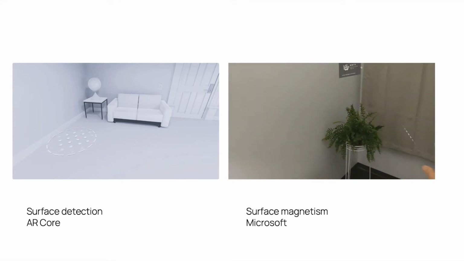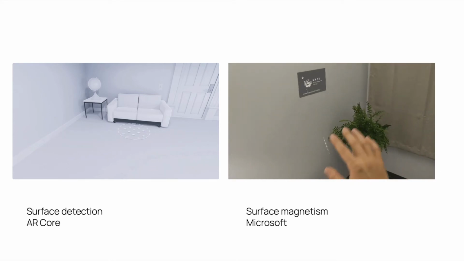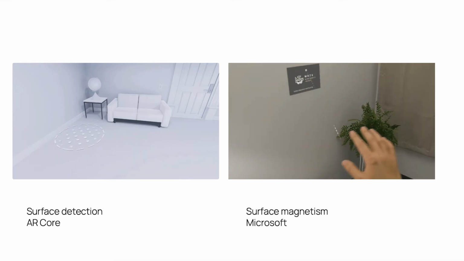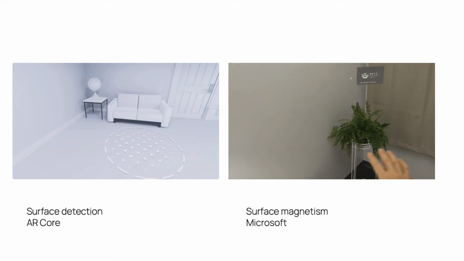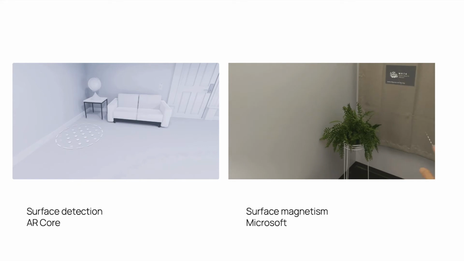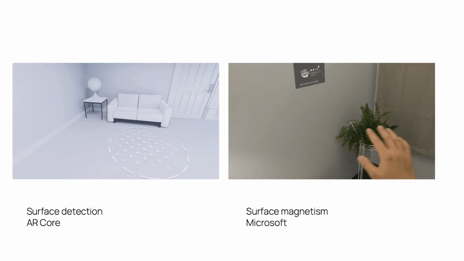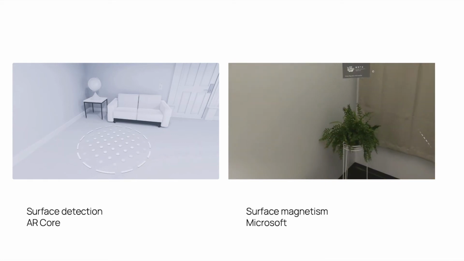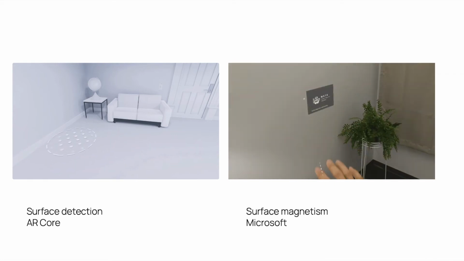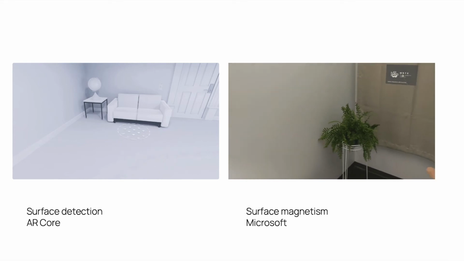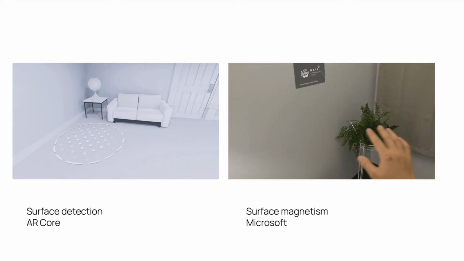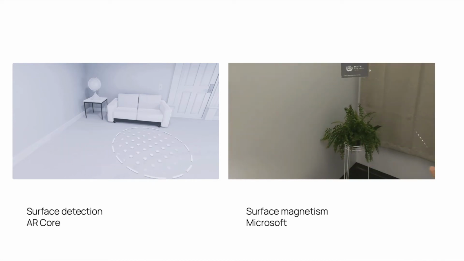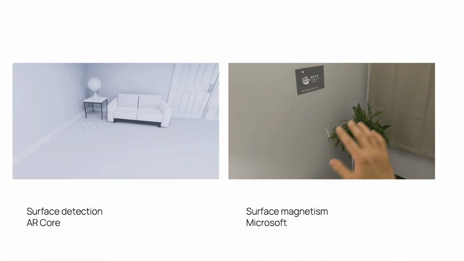Also, using the surface magnetism technique, like in this example provided by Microsoft, you can place a holographic object on a real world physical surface, and by aligning the object's orientation with the real world surface, you can create a more immersive and natural experience for the user. So it's important to show them how your content is going to interact with their space, because their spaces are private. It's important to introduce this gradually and also explain how it works.